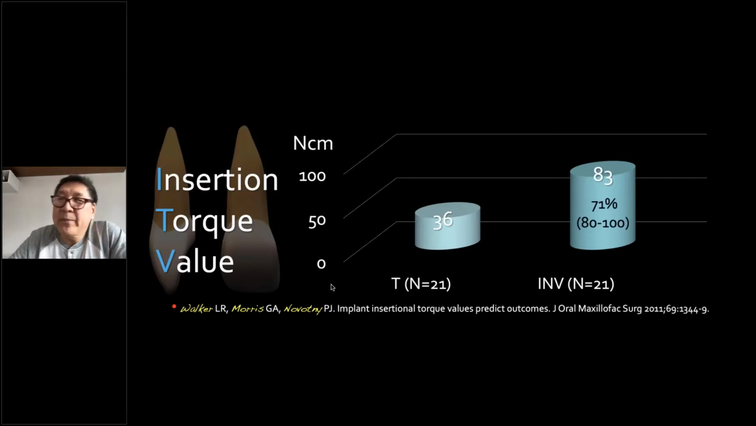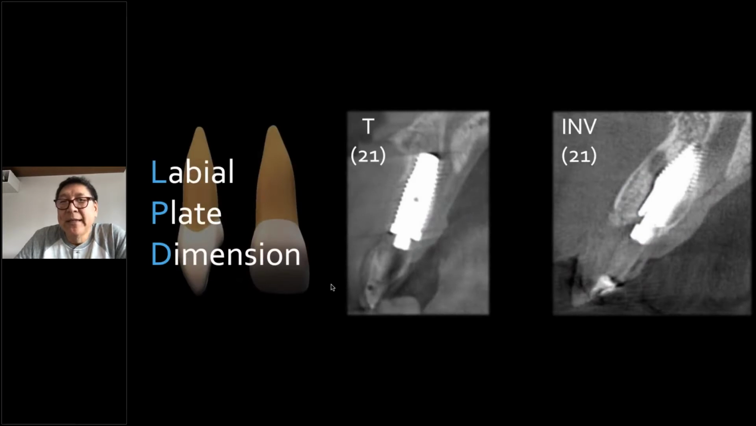And about 70% of the sites did go between, say, 80 to 100. And like I said, in the animal study, we're able to get to about 100.